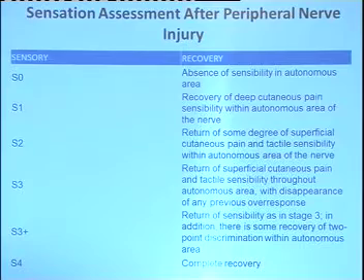Sensation assessment after peripheral nerve injury. This is important for you people. S0 means there is absence of sensibility in the autonomous zone. S1, there is a recovery of deep cutaneous pain sensations within the autonomous area. S2, return of some degree of superficial cutaneous pain and tactile sensibility within the autonomous area of the nerve. S3, return of superficial cutaneous sensations and tactile sensibility with disappearance of any previous over-responses. S3 plus, return of sensibility as in stage 3 with some recovery of 2-point discrimination, and S4 is complete recovery. So, by doing a sensory examination, you get to know how much recovery is coming.